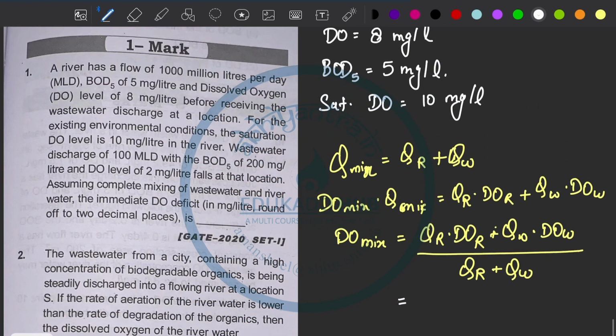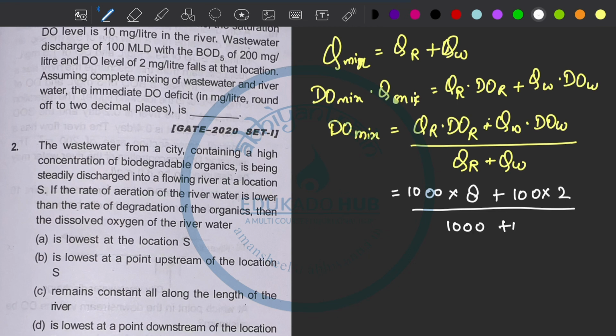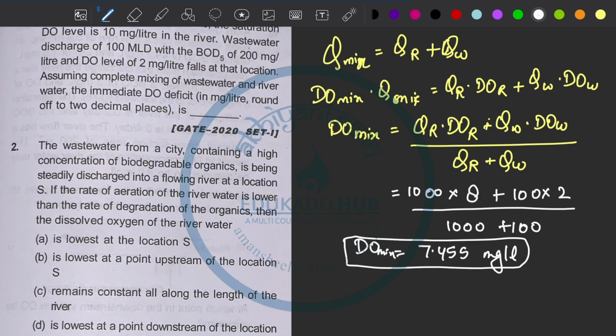Now if I put the values, discharge of the river is 1000 MLD, and DO of the river is 8, plus discharge of the wastewater is 100 and DO is 2. Total discharge will be equal to 1000 plus 100, and that comes out to be 7.455 milligram per liter DO of mix. Alright, this is the dissolved oxygen of the mix.